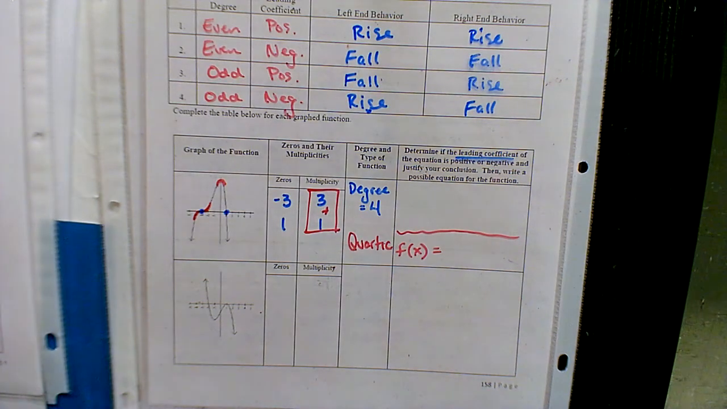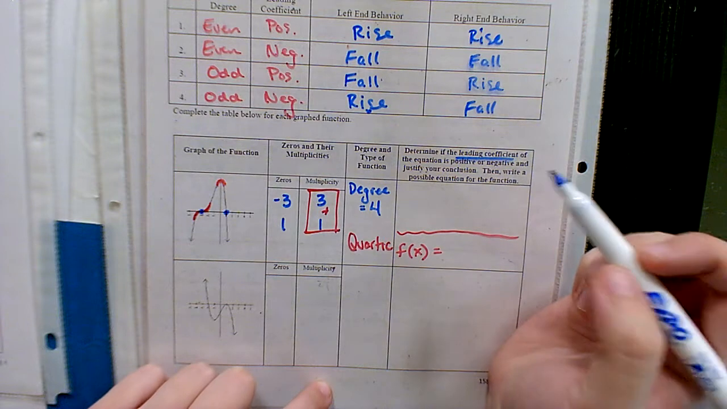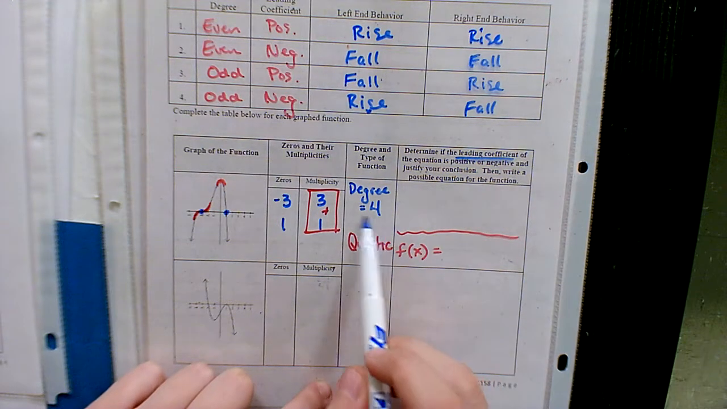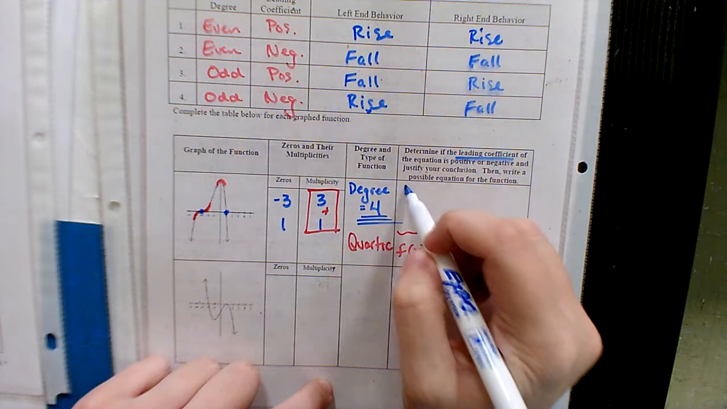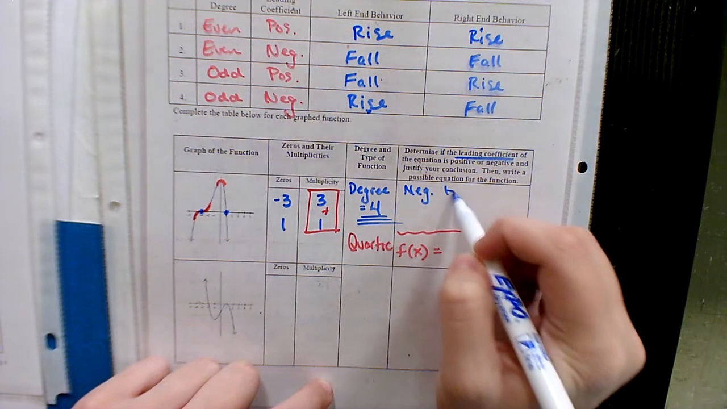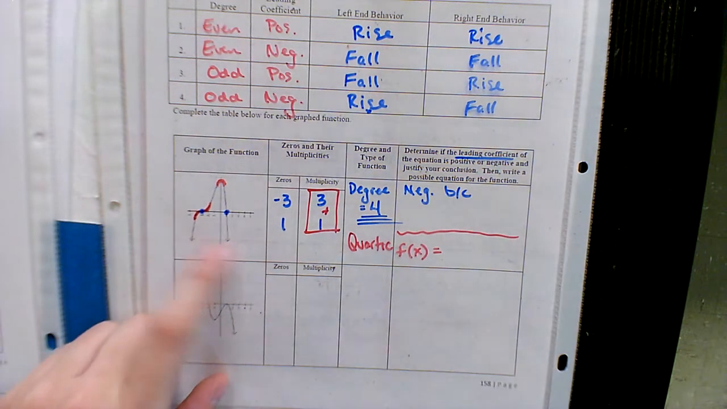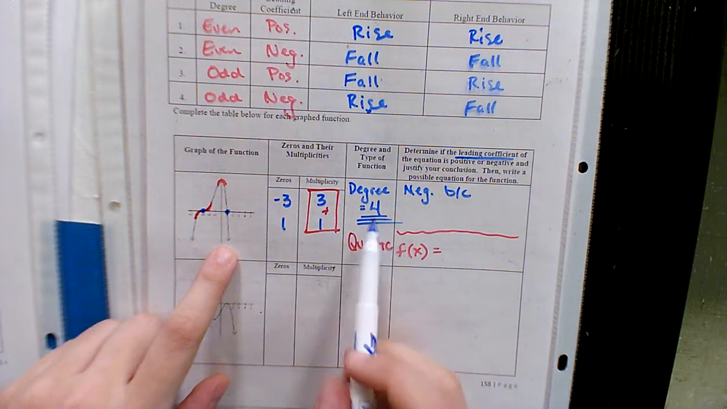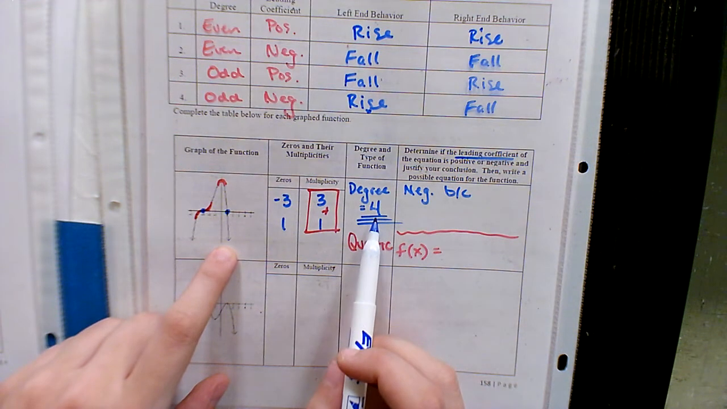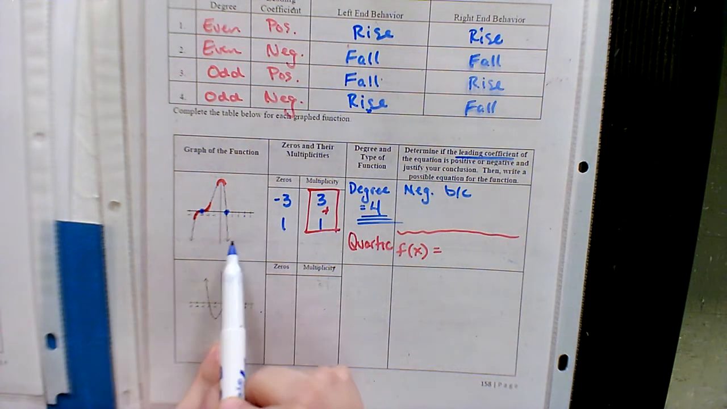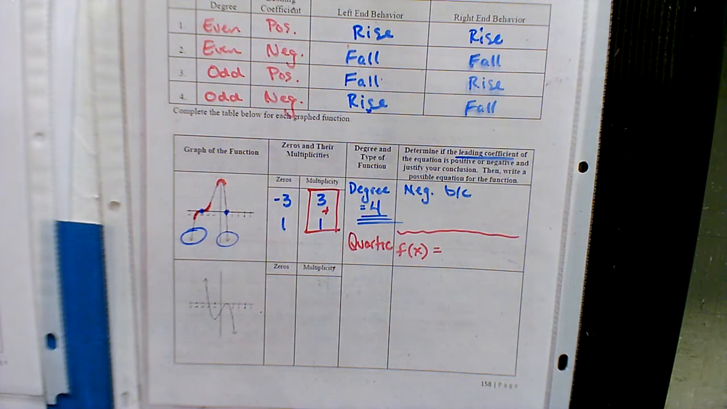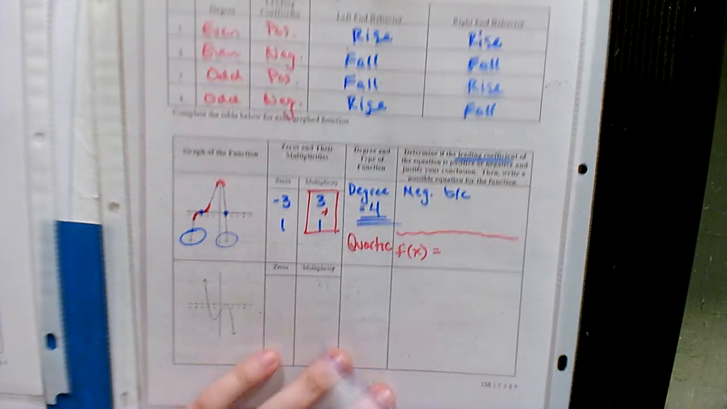What do you think, Marie? Would it be even negative? Okay, so we know the degree is even, right, because we said it was 4. And why is the leading coefficient negative? Notice how on both sides, if it's an even degree, both sides are doing the same thing. They're both going up or they're both going down. The fact that they're both going down is signifying we have that negative number out front.